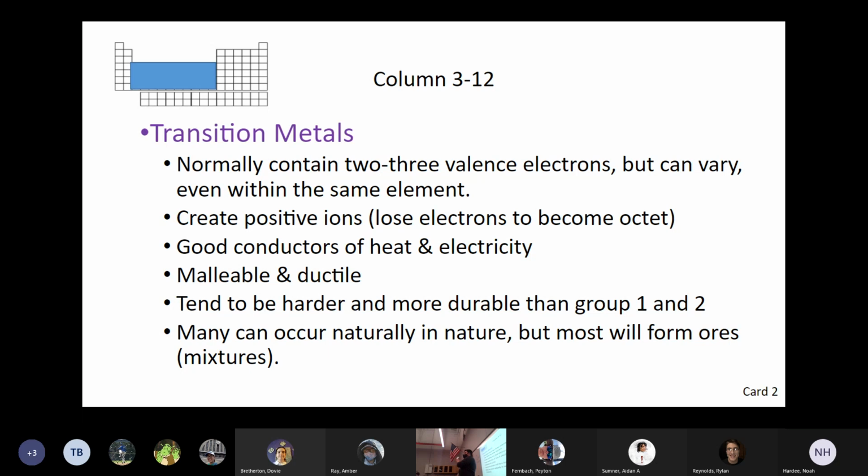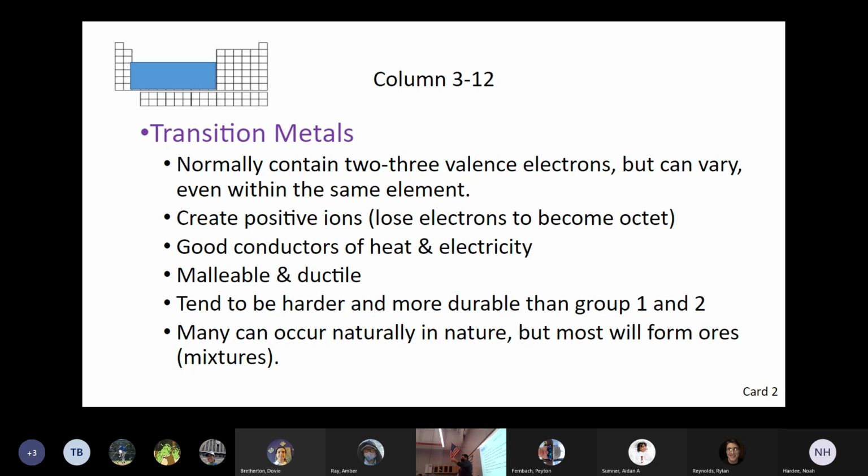They normally have between 2 and 3 valence electrons, because they're part of the skip a few. 1, 2, skip a few, 3. They normally have between 2 and 3 valence electrons, but they can have more than that, or even less. Even the same element sometimes has 2 valence electrons, sometimes 3. It is transitional. It is changing. It can change, and that does impact the chemistry. It does impact the reaction, having a different number of valence electrons.